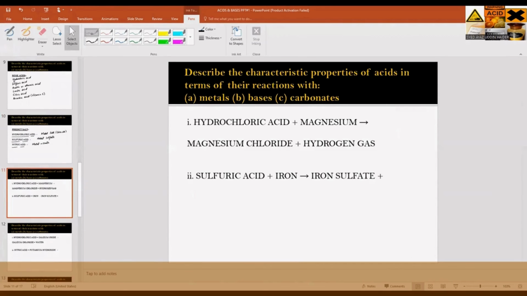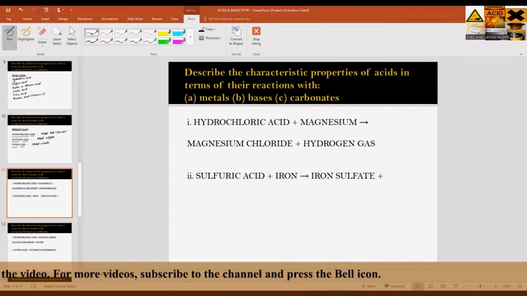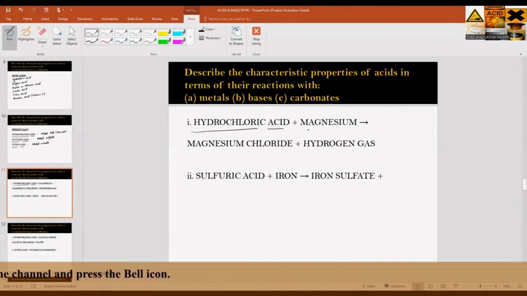Now let's apply this concept to different reactions. For example, the first reaction is between hydrochloric acid and magnesium. Magnesium is a metal, hydrochloric acid is an acid. The product will be magnesium chloride, and the other product is hydrogen gas. So in this reaction, you will see some bubbles produced in the reaction mixture.